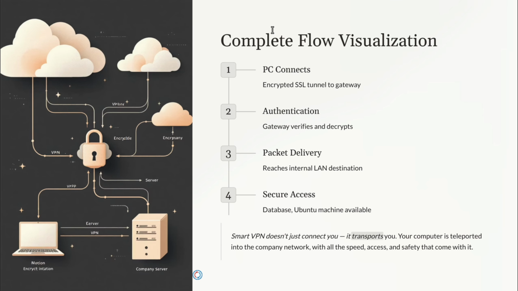Complete flow visualization. So, here's the full journey. Your PC connects to the Smart VPN gateway over the encrypted SSL tunnel, and the gateway authenticates and decrypts your packets, and then delivers them to the destination, maybe a database, server, or a build machine inside the internal LAN.